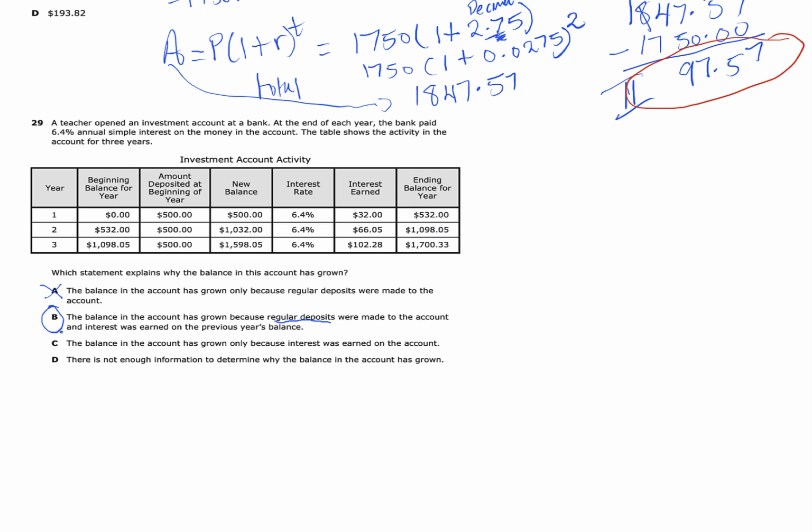If you're still not sure, you could go to C, which says the balance in the account has grown only because interest was earned on the account. That is not true. The teacher was making deposits of $500 at the beginning of the year. And D says there's not enough information to determine why the balance in the account has grown. Well, that is not true because they provide us with the interest rate, they provided us with the beginning balance, which is the principal, and they told us that it was going from year to year. So your answer is B.